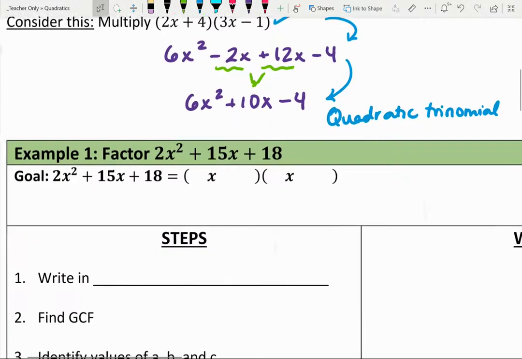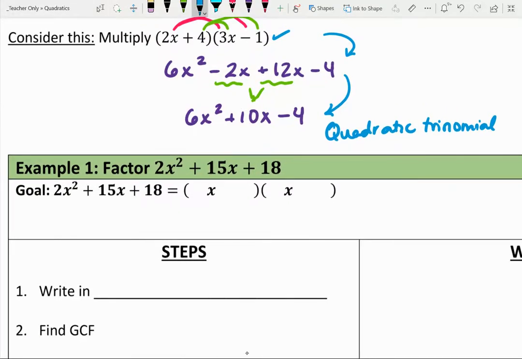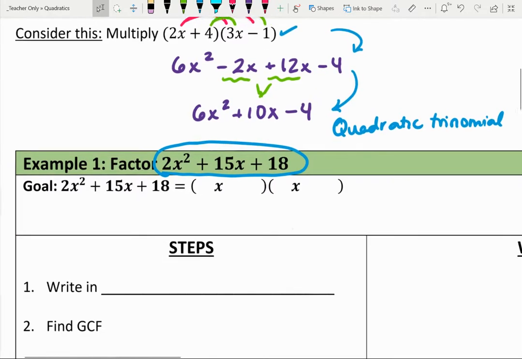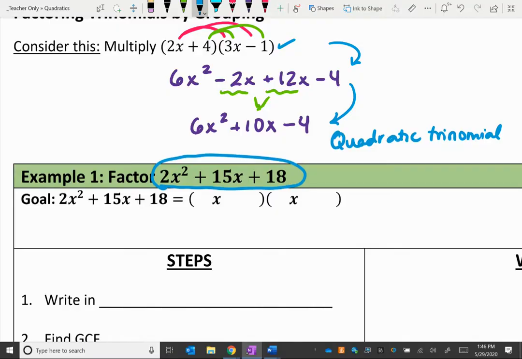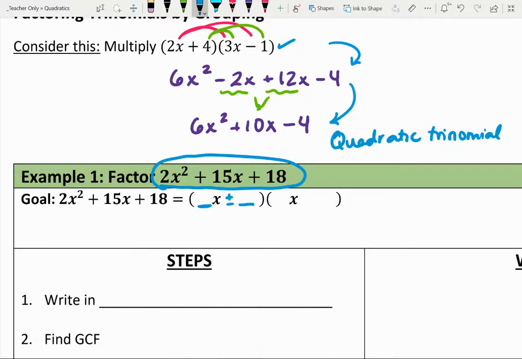So when we factor, our first example that we're going to factor is 2x squared plus 15x plus 18. And our goal is to write it as a pair of binomials. So some x term plus or minus a number times another x term plus or minus a number. And if we think about how we're going to go from our trinomial to our two binomials, if we think about the middle step from our last work, we had a 4-term polynomial along the way, and it was taking that middle term and splitting it up.